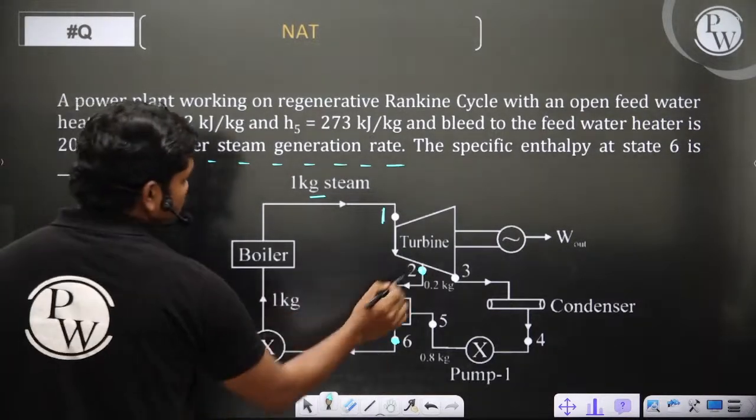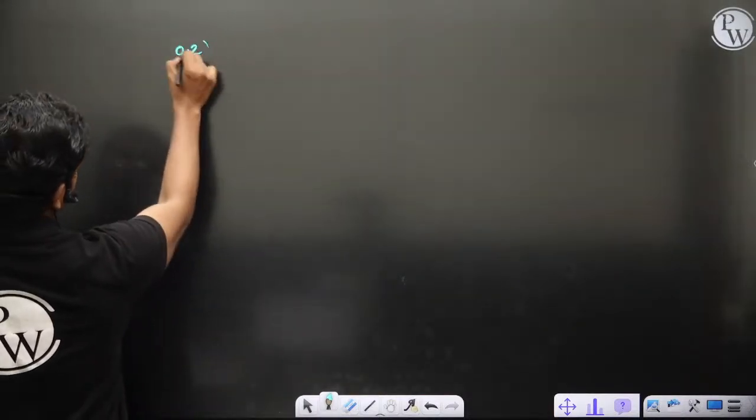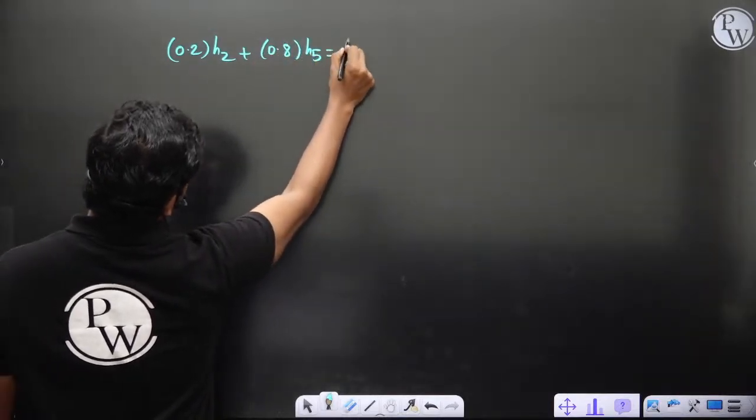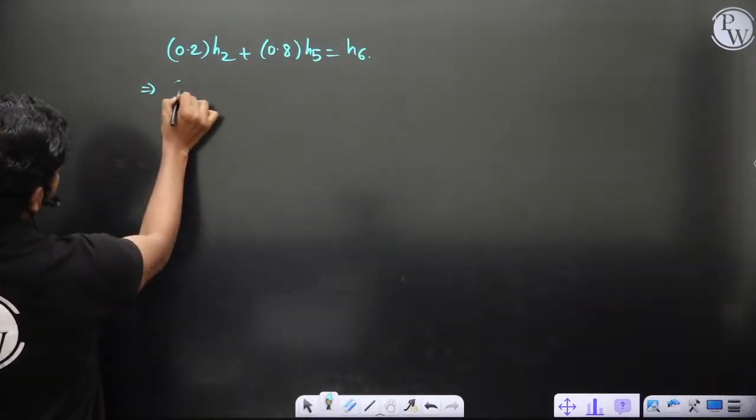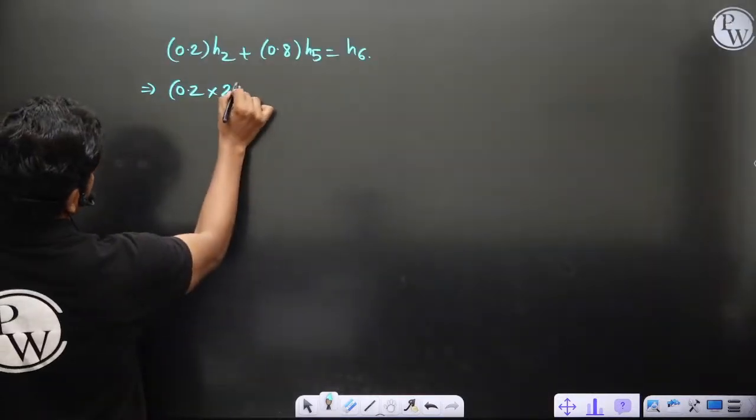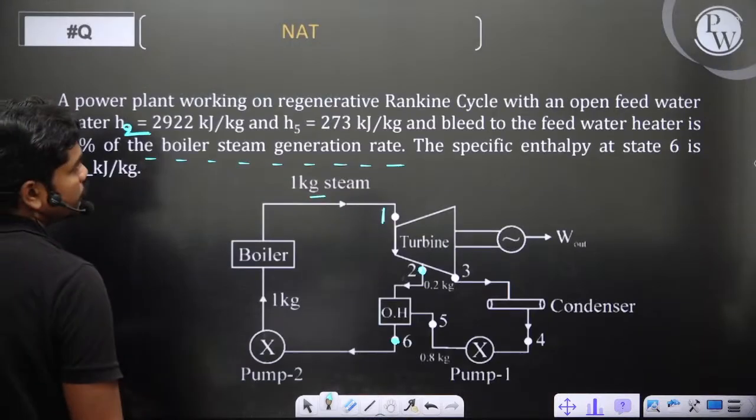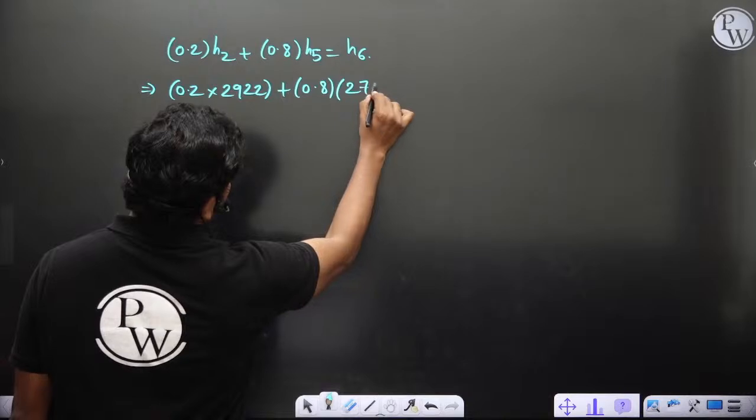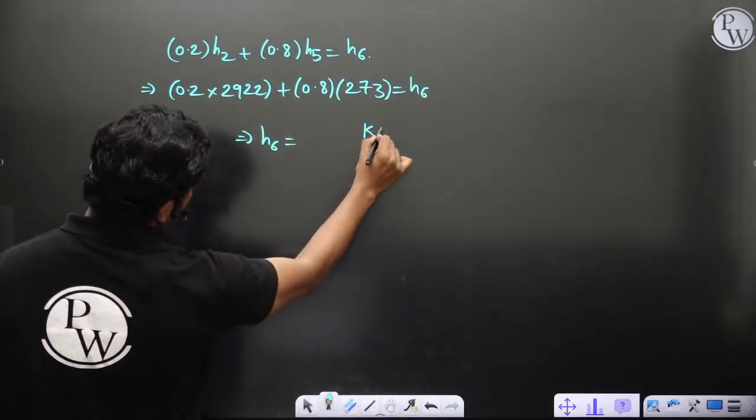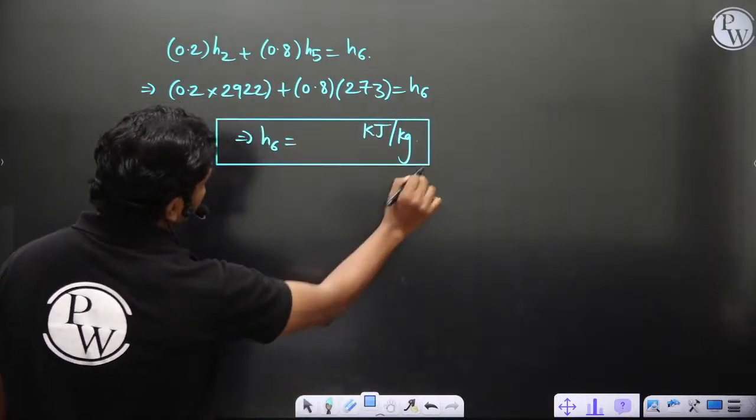So H2 is given. Clearly, in this feed water heater, if you apply energy balance, we have 0.2 times H2 plus 0.8 times H5 is equal to H6. This is the simple equation that we have. So 0.2 into H2. What about H2? 2922, plus 0.8 times H5. H5 is 273, is equal to H6. So what about H6 in this case? H6 is equal to certain kilojoule per kg.